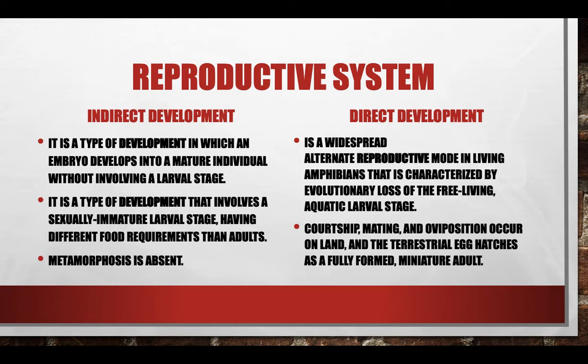Direct development is a widespread alternative reproductive mode in living amphibians that is characterized by the evolutionary loss of the free-living, aquatic larval stage, and courtship, mating, and oviposition occur on land, and the terrestrial egg hatches as a fully formed miniature adult.